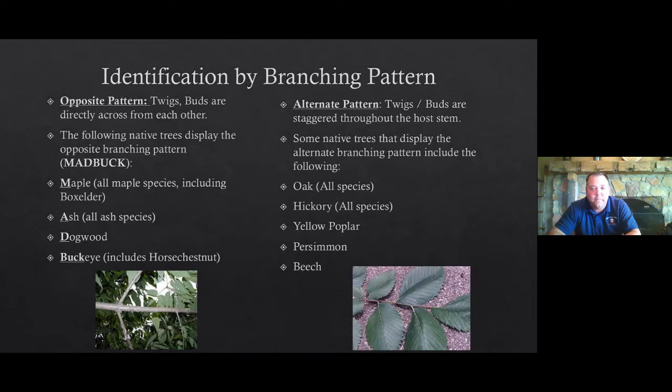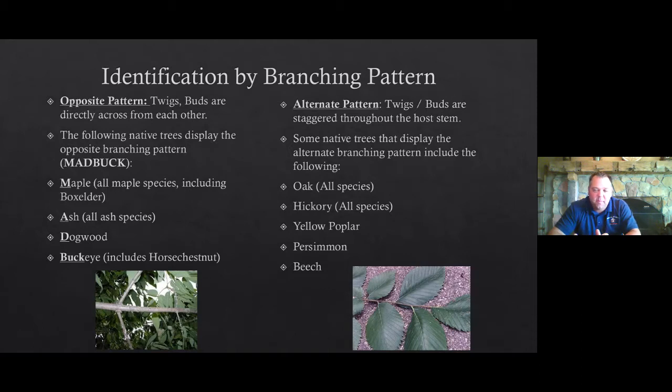We call that alternating. So one of the ways to remember which trees fall into which category is the term MAD BUCK. MAD BUCK is an acronym. It stands for maple, ash, dogwood, and buckeye. And all four of those families of trees have oppositely branched branches. So if you walk up to that tree and you see that opposite branching pattern, think of MAD BUCK: maple, ash, dogwood, or buckeye. It's going to be one of those trees.